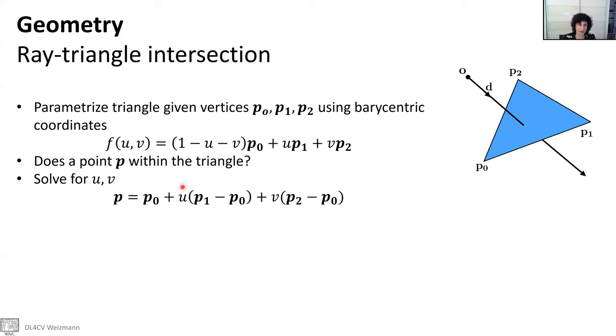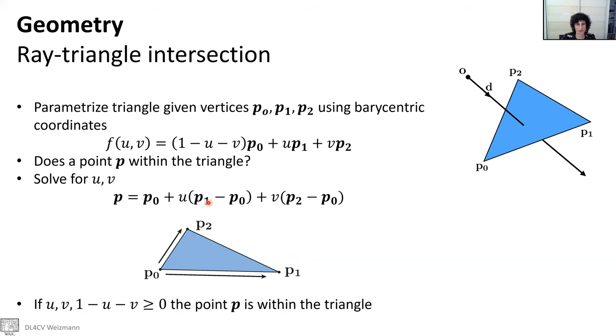Just made some algebraic arrangements. I just take P1 minus P0 times U, P2 minus P0 times V, which is exactly the same. Visually, it looked like this. I just moved everything by P0. So I'm solving this. And if U and V and the rest are non-negative, then the point P resides on the triangle. So I have a way, given a point which resides on the plane, to know whether it also resides in the triangle.